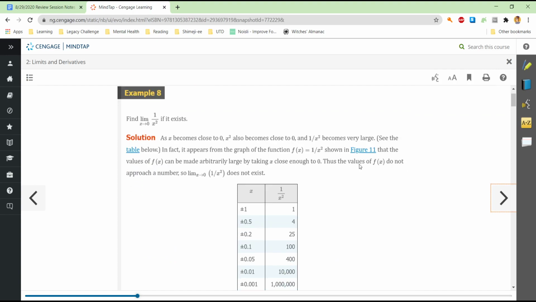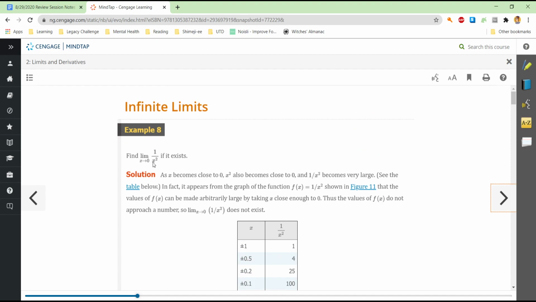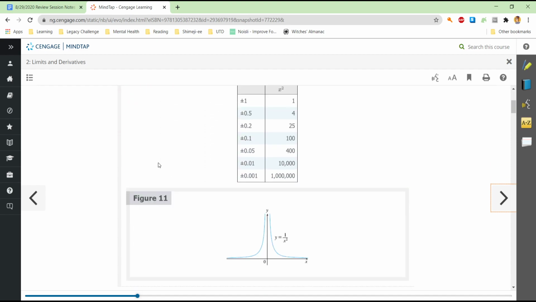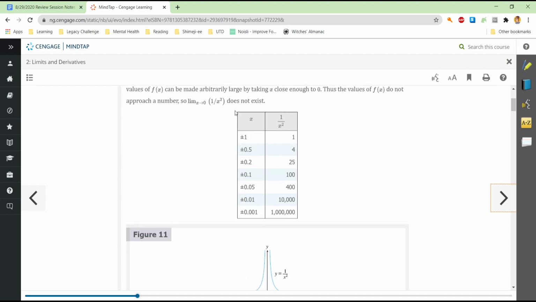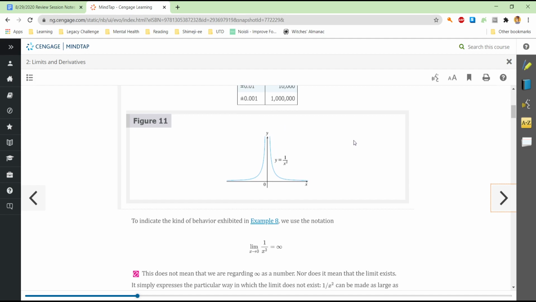So let's go ahead and look at an example real quick. So here we have 1 over x squared as our equation. And you can see algebraically, it gets really, really big really fast. So as we keep getting closer to 0, it keeps getting bigger. And you can see the graph right here. It's going all the way to infinity. And you probably would already know this because 1 over x squared is the function. But if you don't know this, this is a really good way of showing it.